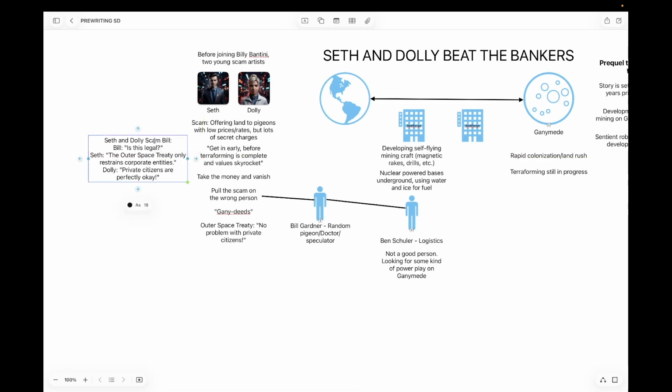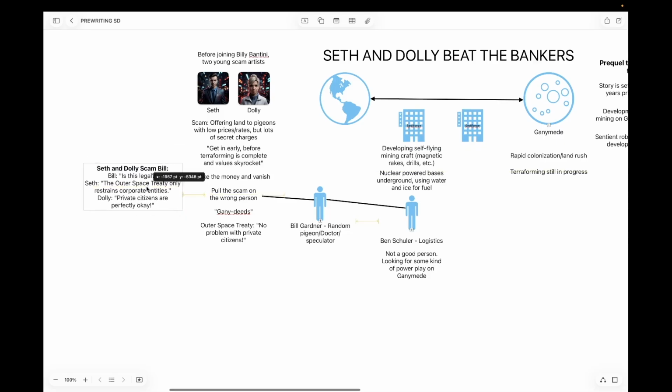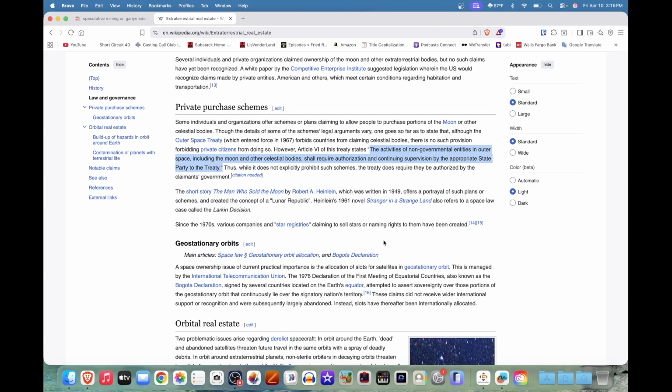Scam Bill. So I kind of want to indicate that this is a specific scene. So let me make that. Yeah, how did they put it again? It says non-governmental entities shall require authorization, continuing supervision by appropriate state party to the treaty.